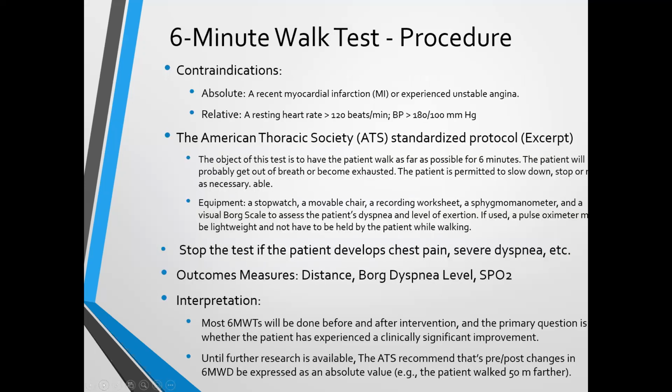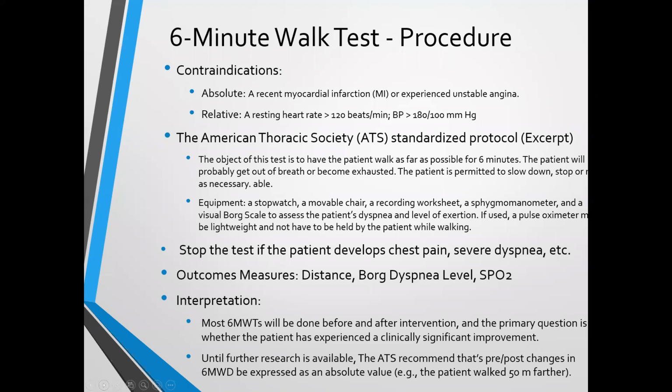Procedure, the contraindications are vaguely similar to what you have with a stress test. The American Thoracic Society actually has a protocol. This is an excerpt that's listed here, but the object of the test is to have the patient walk as far as possible for 6 minutes. They should be told that they can get out of breath, et cetera. That needs to be done very controlled. You need to have a chair nearby.